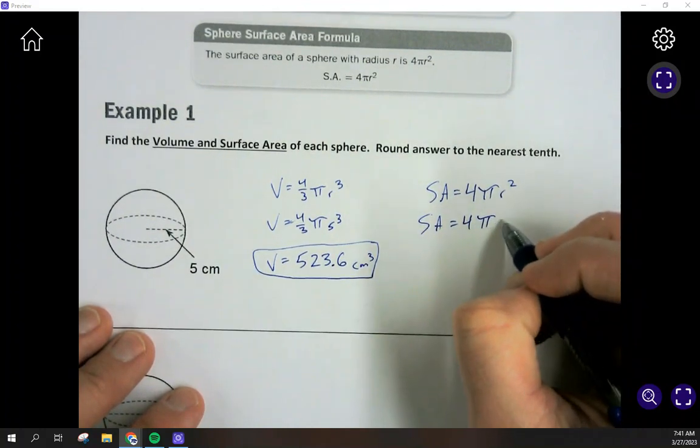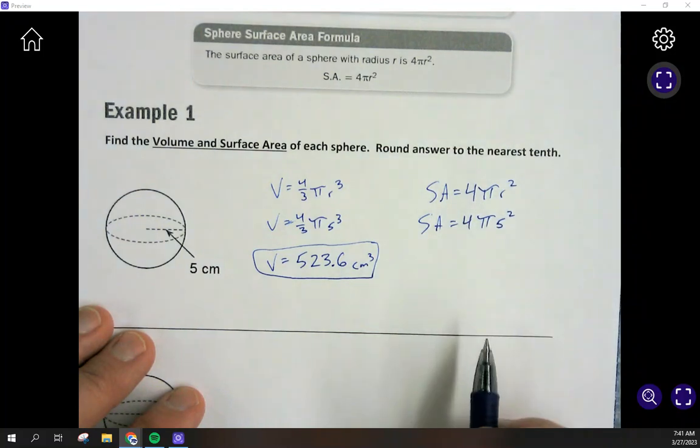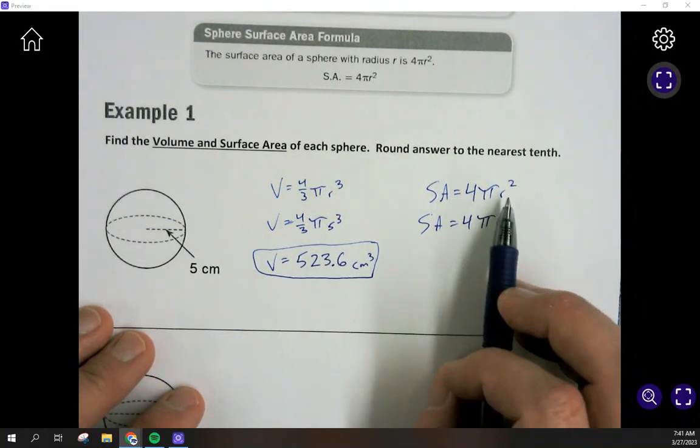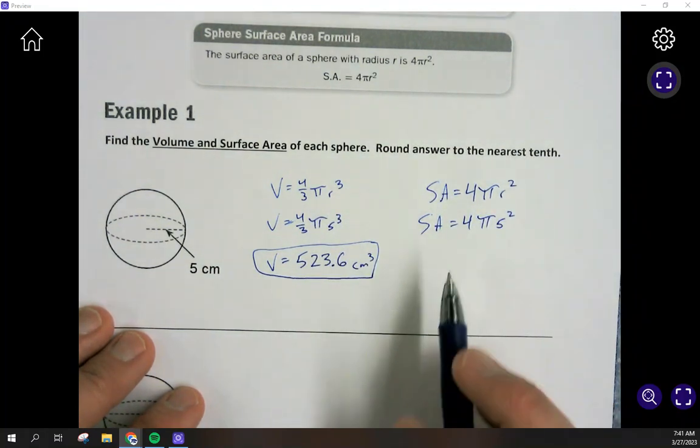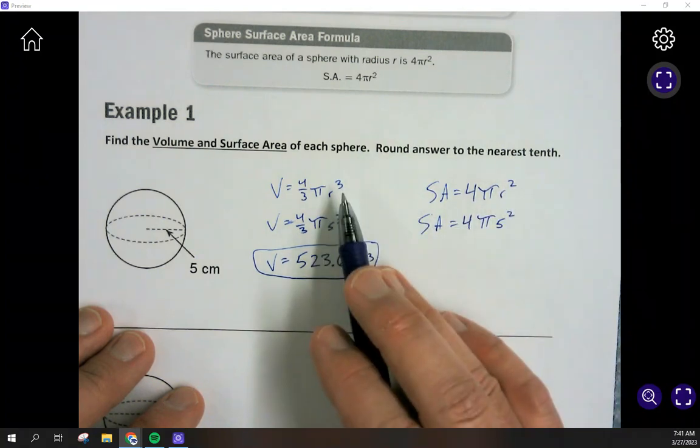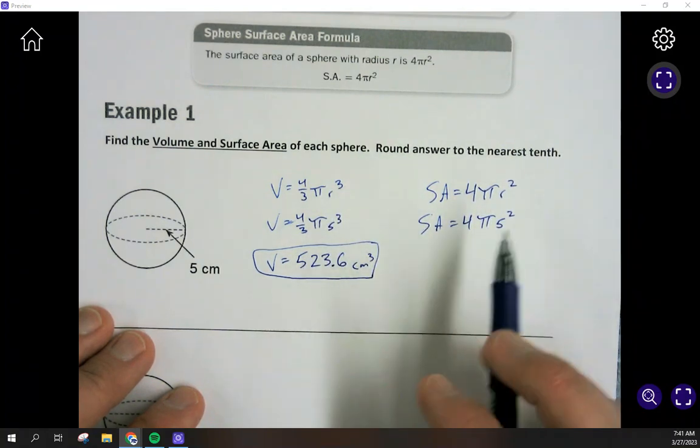Just dropping in the radius again. One spot that we could easily make mistakes: this one's to the third, this one's to the second. So we do need to be careful. Area is always squared. Volume is always cubed. Okay, so that should make sense.